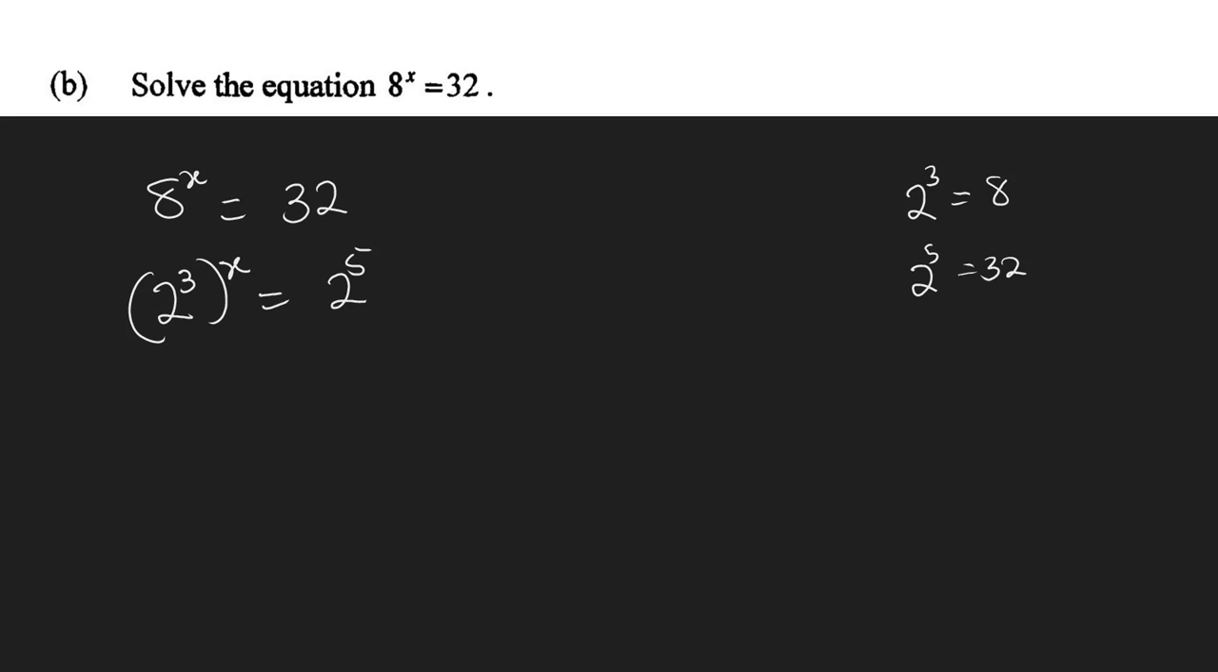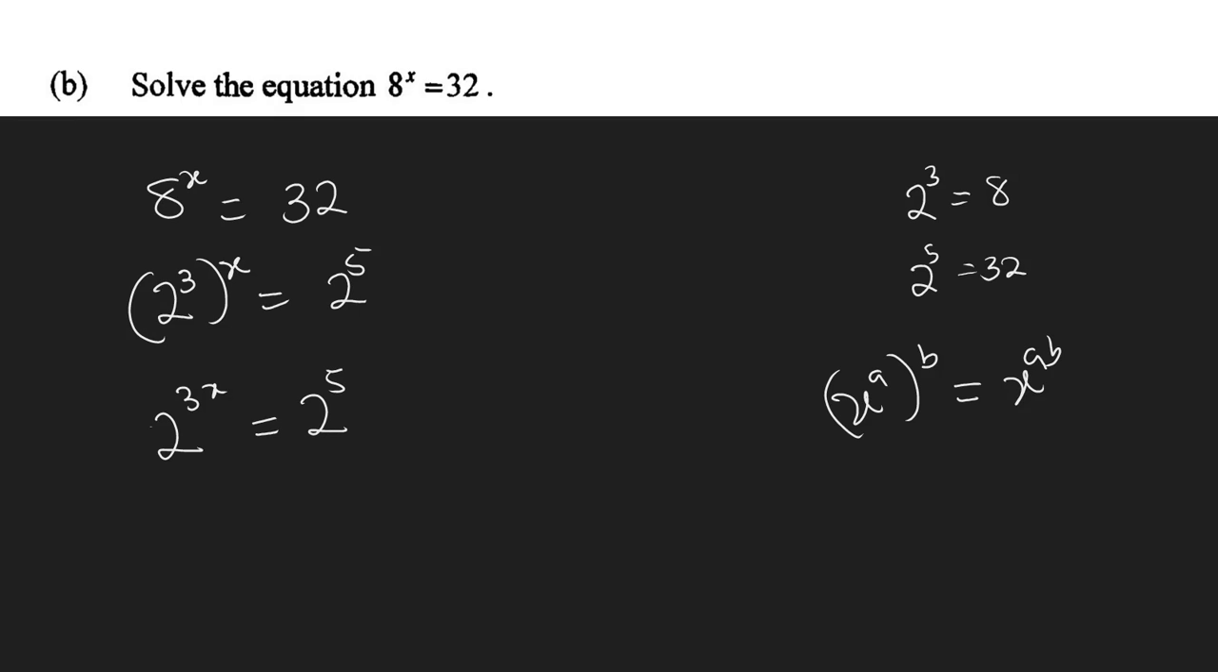So now there's another law of indices which says that whenever you have x to the power of a, close bracket, b, it's the same thing as a multiplied by b. So it's going to be x raised to ab. So if that is the case, that means we can multiply this 3 and x. So it will be 2 raised to 3 times x, which is 3x, equals 2 raised to 5.